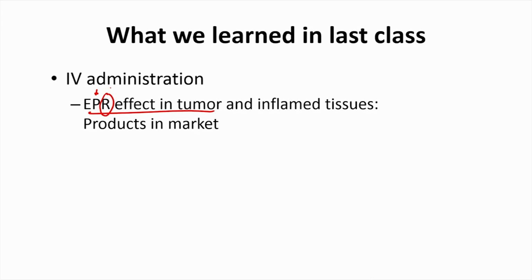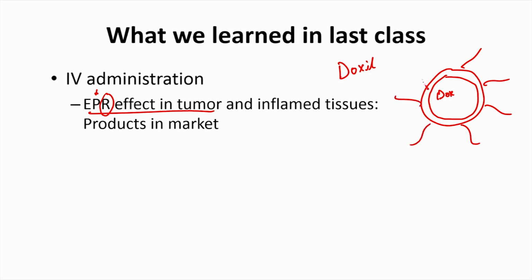So, there are products in the market on the basis of that. We discussed a few of them. One was Doxil, which is a liposomal formulation. It is a lipid bilayer carrying doxorubicin inside, and it is also pegylated, and this was about 100 nanometer in size, which is responsible for using this EPR effect and causing an increase in the therapy.